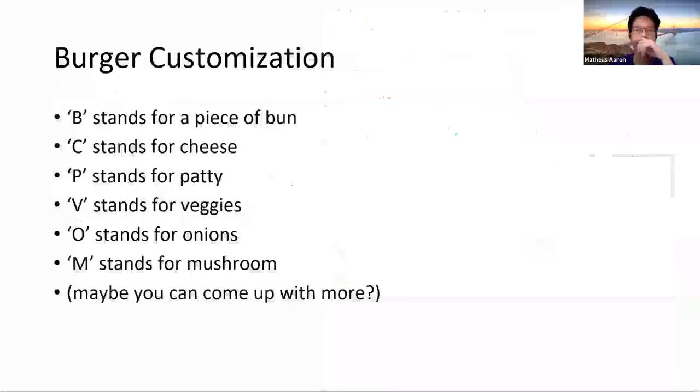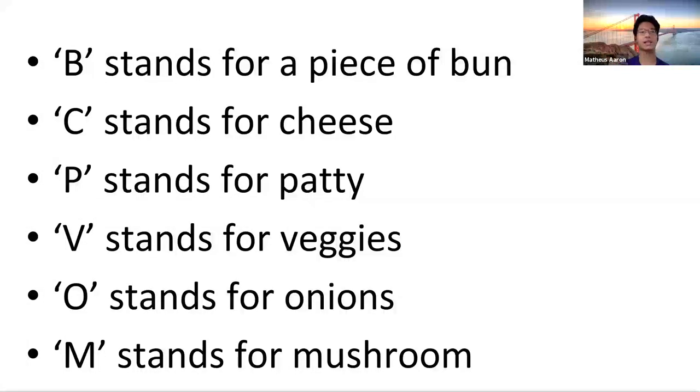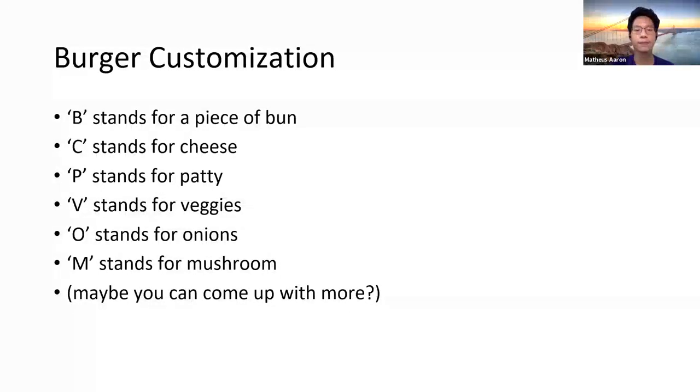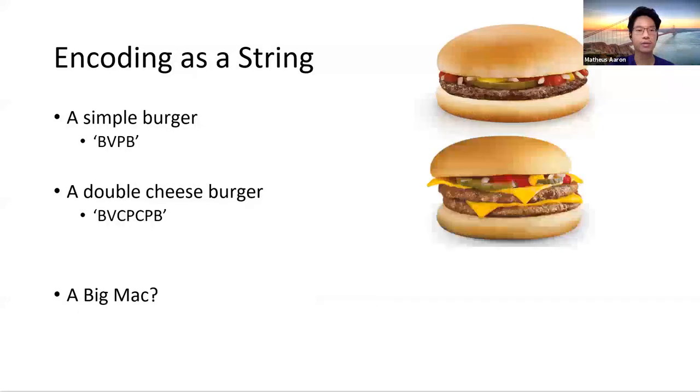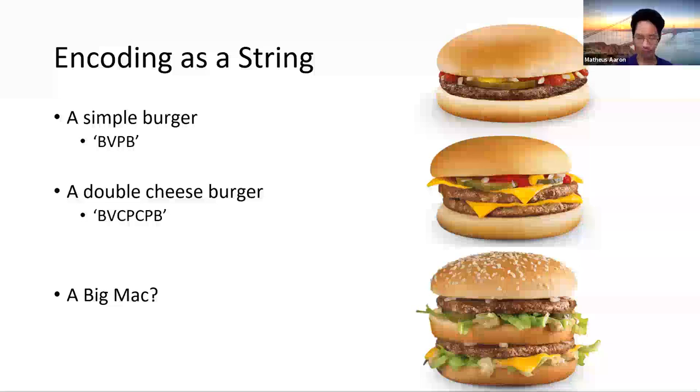Then in our imaginary restaurant, we can customize our burger where the B stands for a piece of bun, C stands for cheese, etc. So the ingredients are represented by a string, which means our burgers will be represented by a string of characters. In this case, if we have a Big Mac over here, we can write it has a bun, and then a patty, and then vegetables, and then another bun, patty, cheese, vegetables, bun.